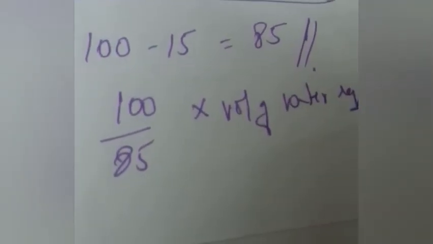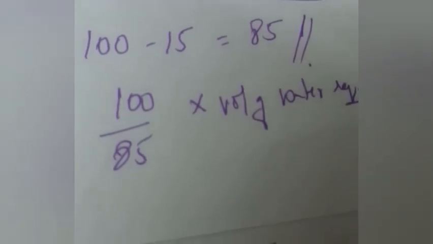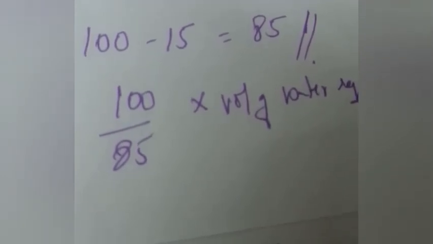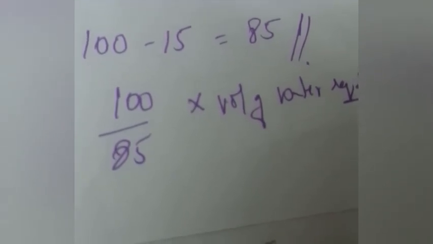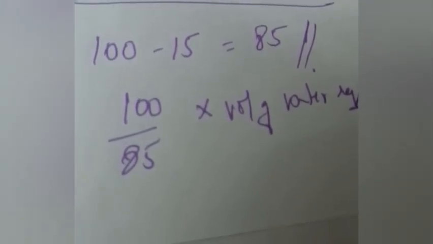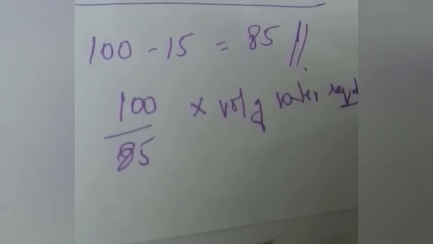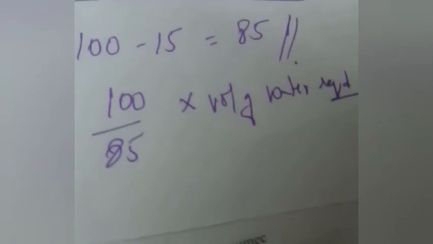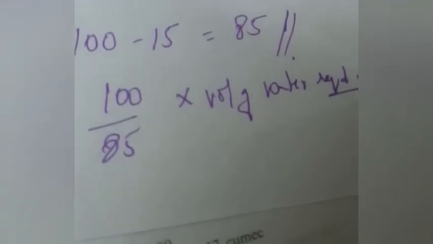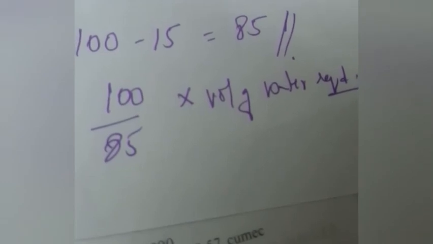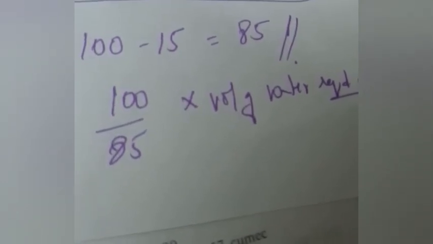Now for the storage capacity of the reservoir required, in the question paper they have given that the reservoir loss is 15%. So 100 minus 15, where again 100 is the full amount of water, minus 15% loss, is 85. So we have 100 by 85 into the volume of water required, which we found in the previous step. This will give you the reservoir capacity. So that's your final answer.